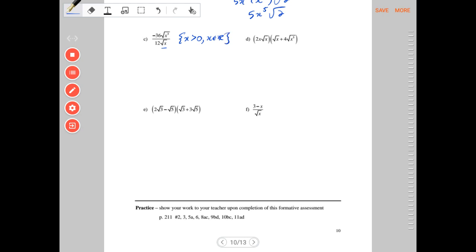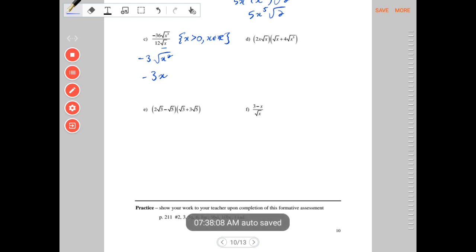So coefficients divide by coefficients, radicands by radicands. So negative 36 divided by 12 is negative 3, square root. X cubed divided by x becomes x squared. Okay, now again, I have a square root of a squared, so I can simplify that. That gives me negative 3. The square root of x squared is just x.